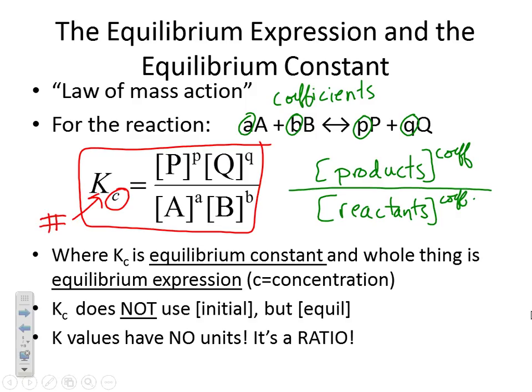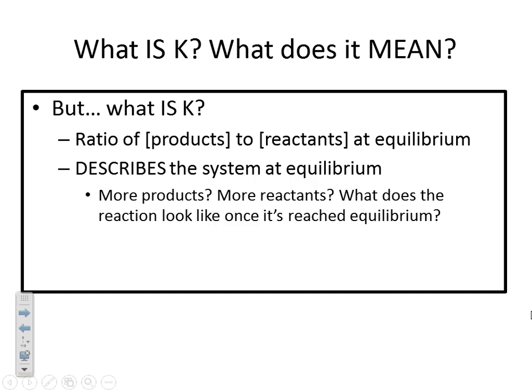It is a ratio. And what does K mean? It has to do with this ratio. So because K has no units, you have to understand that it's simply a description. It's a ratio of products to reactants at equilibrium. It is describing what the system looks like when it's reached this state of equilibrium. Are there more products when we reach the forward rate being equal to the reverse rate, or are there more reactants when we reach the forward rate being equal to the reverse rate? That's what K is saying. It's a statement about the system at equilibrium. What do you have more of, reactants or products?